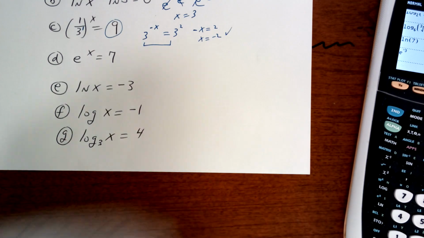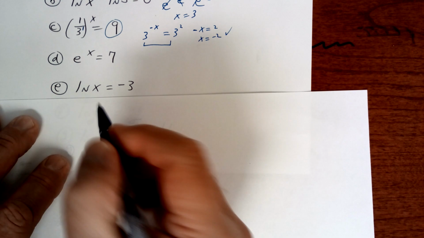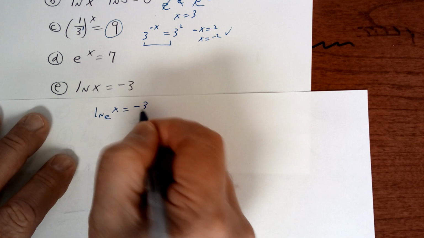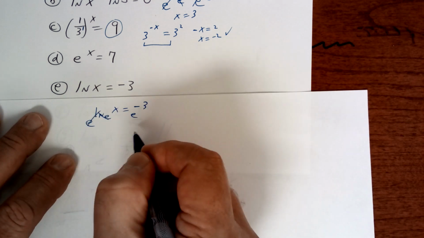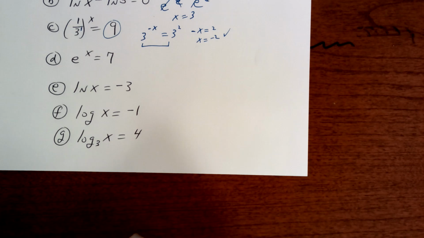Let's go on to E, this one right here. Well, again, this is the natural log of e to the x, and it might help you to write that. We're going to raise it exponentially like this. This cancels. So you get x equals e to the negative 3, and I guess I just did that one. So let's go to this one.